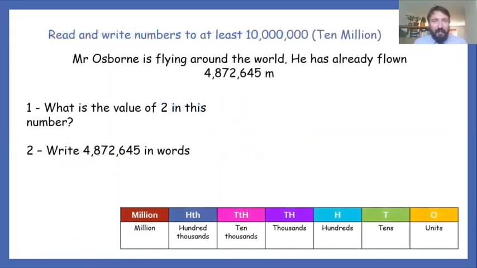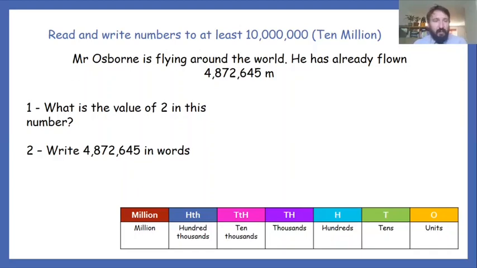Okay, fantastic. Let's move on. Okay, so I might just need to move my video a little bit. It's in the way of the question. Right, getting straight into the work today. Mr. Osborne is flying around the world. He has already flown 4,872,645 miles. What is the value of 2 in this number? I've put down the bottom, place value grid. You can use that if you need to. Have a look. Write 4,872,645 in words. Okay, have a go at this yourself, and then we'll have a quick look at it together.